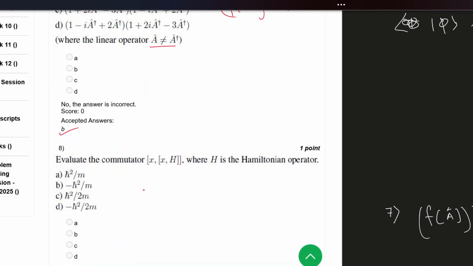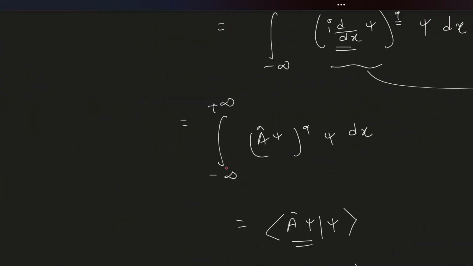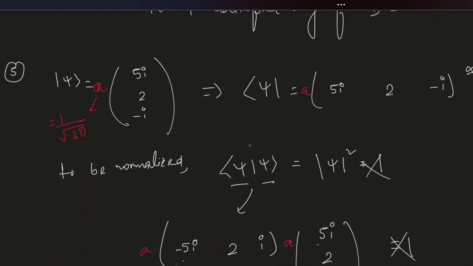Now evaluate the double commutator [X, [X, H]], where H is the Hamiltonian operator. This thing we need a different page. So this is question number 8.